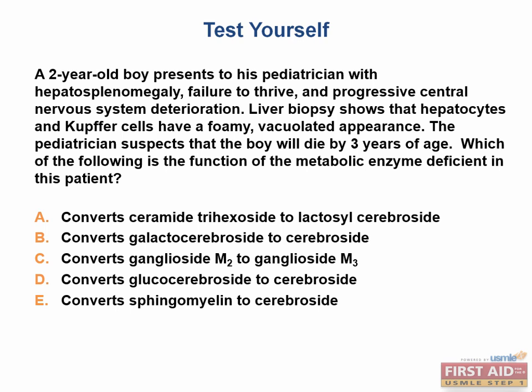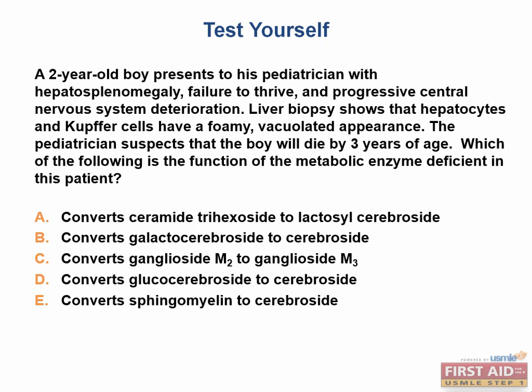Here's another scenario. A 2-year-old boy presents to his pediatrician with hepatosplenomegaly, failure to thrive, and progressive central nervous system deterioration. A liver biopsy shows that hepatocytes and Kupffer cells have a foamy, vacuolated appearance. The pediatrician suspects that this boy will die by the age of 3. Which of the following is the function of the metabolic enzyme deficient in this patient? I'll give you a second to read through the answer options here.